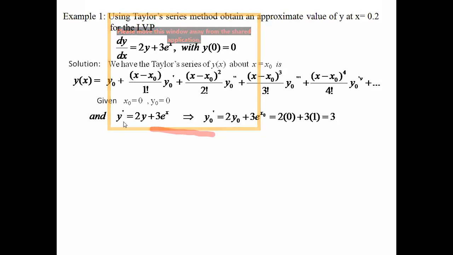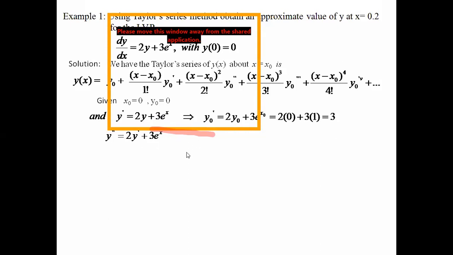Next you have to go for y double dash to get this term. y double dash means differentiate y dash once again with respect to x. It gives the second derivative. So y double dash is the derivative of 2y plus 3 into e power x. That is 2 times the derivative of y, which we can represent by y dash, plus 3 into the derivative of e power x, which is e power x itself.